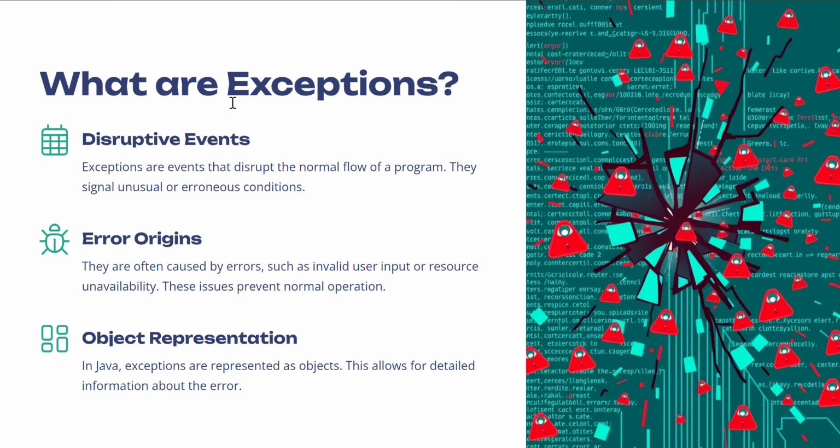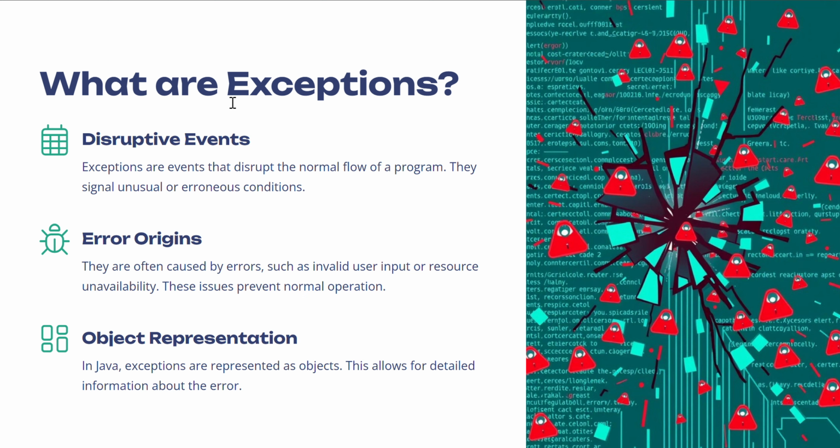Now, what are exceptions? Exceptions can be anything like disruptive events, error origins, or object representations. When we talk about disruptive events, exceptions are the events that disrupt the normal flow of the program. They signal unusual or anomalous conditions in the program and disrupt or stop the execution of the program. Error origins: they are often caused by errors such as invalid user input or resource unavailability. These issues also prevent the normal operation or flow of the program and make execution hard.